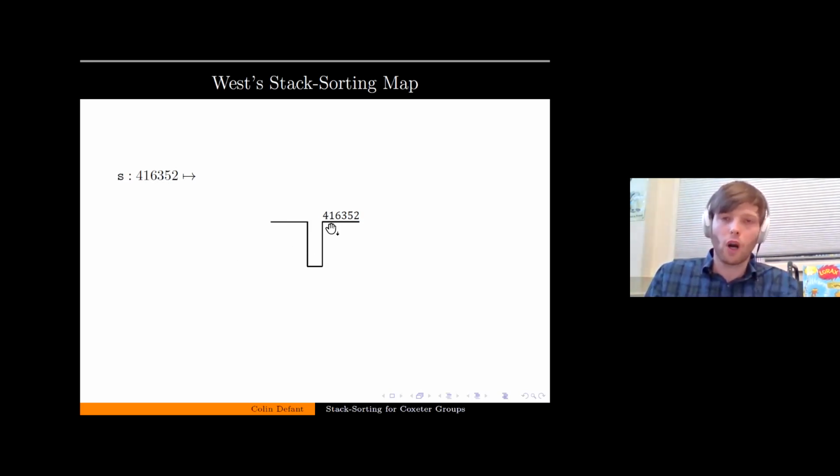So in this example, the 4 wants to go into the stack, and that's fine because the stack is empty. And now the 1 wants to go in, which is also fine because 1 can just sit on top of 4. Now, the 6 wants to go in, but 6 cannot sit on top of 1 because 6 is bigger than 1.